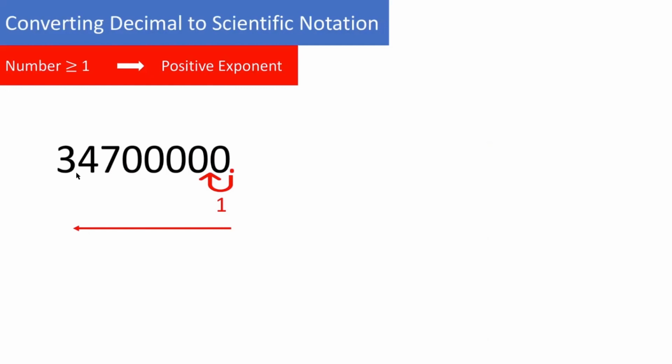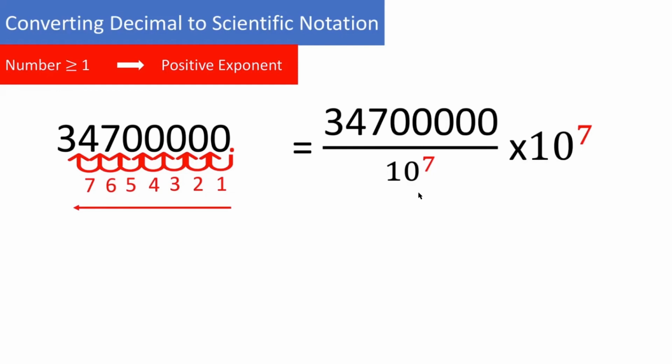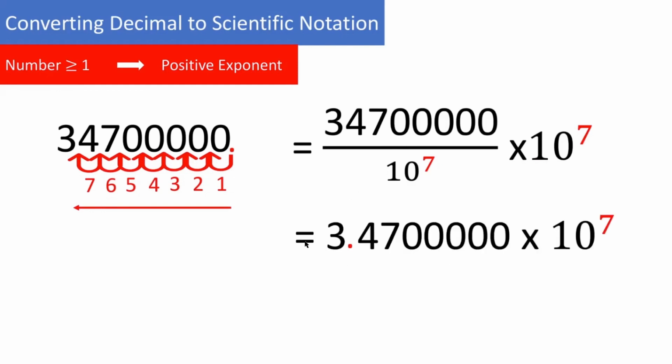So each time you move it one position, you're dividing by 10, 10, 10. So once you reach this point, you divide it by 10 to the power 7. So you divide it by 10 to the power 7, you have to multiply by 10 to the power 7 so it doesn't change the value of the number. So this is the number now after we divide this by 10 to the power 7. We normally don't leave these zeros here. So it's 3.47 times 10 to the power 7. That's the scientific notation for this large number.